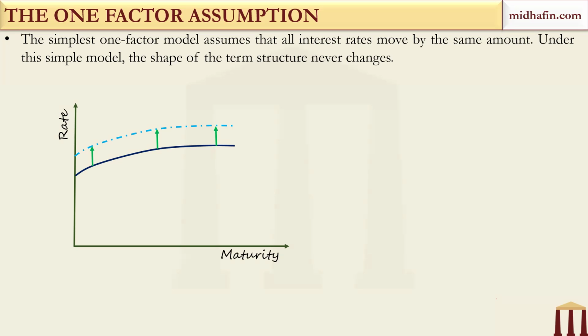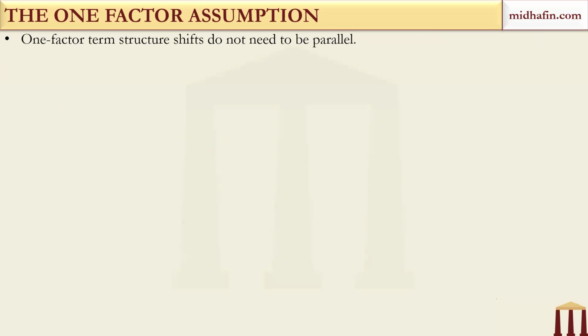And all these measures, be it DV01, duration, convexity, they are best in capturing the parallel shifts in term structure. However, one factor term structure shifts do not need to be parallel. In fact, you can have non-parallel shifts. And as I said, this one factor term structure is that the change in all the rates depends on one factor.